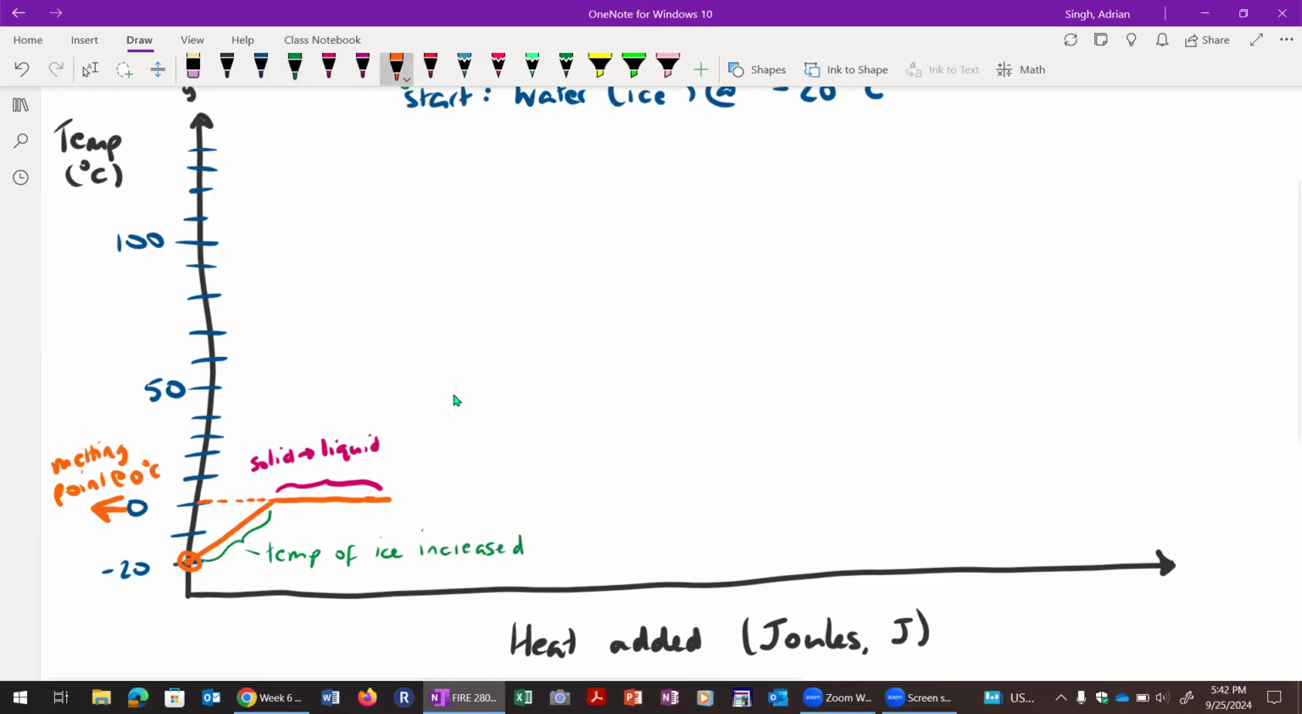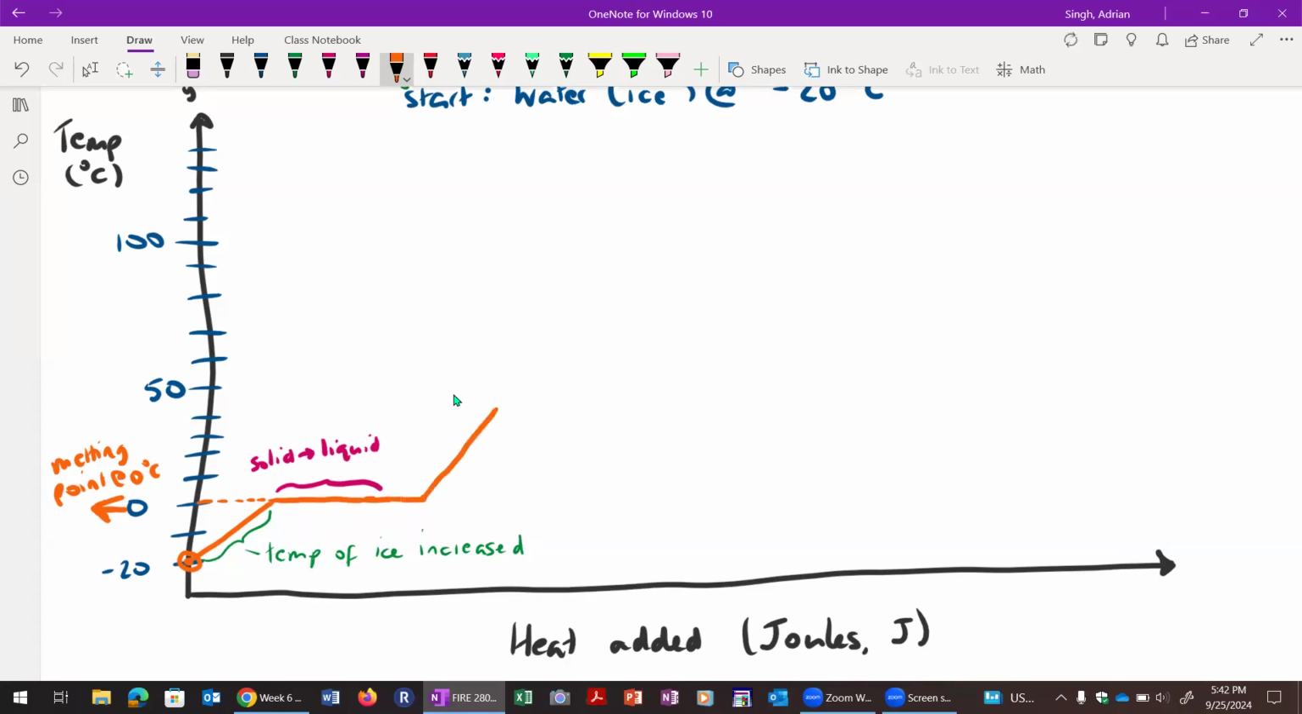So we keep adding more heat, add more heat, until eventually we get to the point where all of the solid has turned into liquid. So at this point here, all of the solid has turned into liquid. So we only have the liquid phase now. And if we keep adding more heat, we see that the temperature of the liquid now starts to increase.